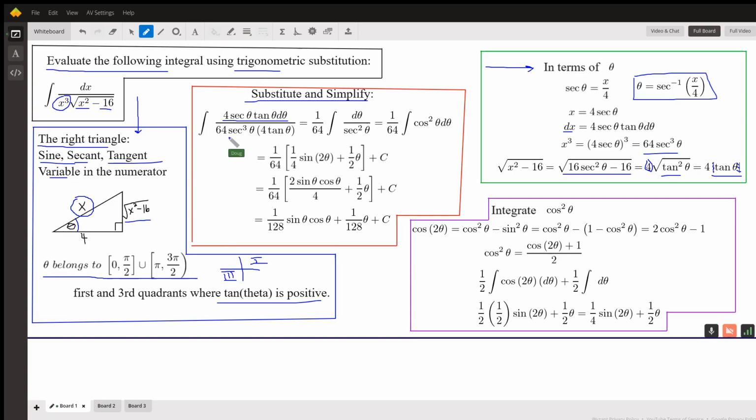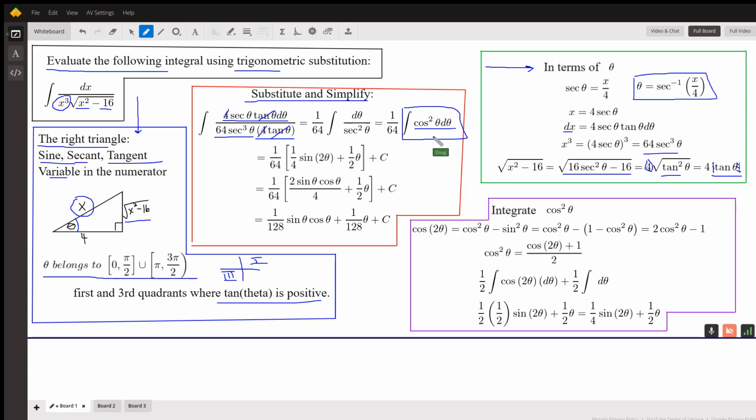Here is x cubed. And here is the square root of x squared minus 16. So now we're all in terms of theta. These 4's cancel out. Tangent theta cancels out. And so we've got 1/64th of d theta over secant squared, but secant squared is cosine squared theta. Okay. And so we need an expression for that.